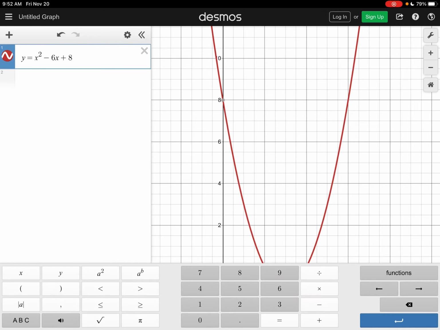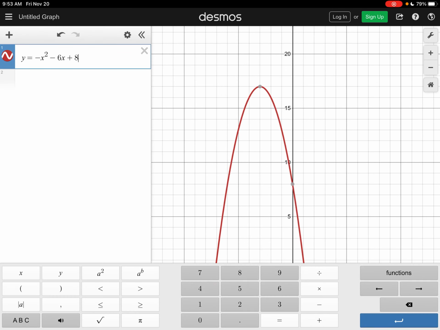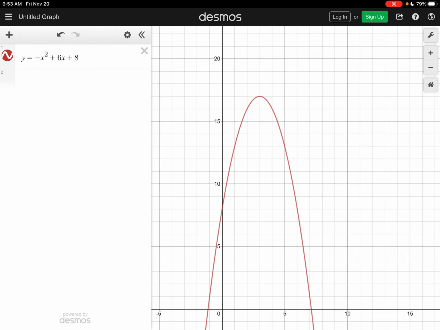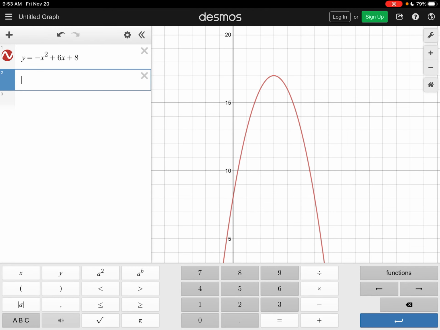And maybe I'll change around my graph so that it fits more the scenario that I just said. Let's see. We'll make this +6. Okay, so say this is Johnny throwing a ball in the air. And the question says, when is it going to be 14 feet in the air? So what you do is you make another line over here. You just click down there or you hit enter and there's another line available for you.